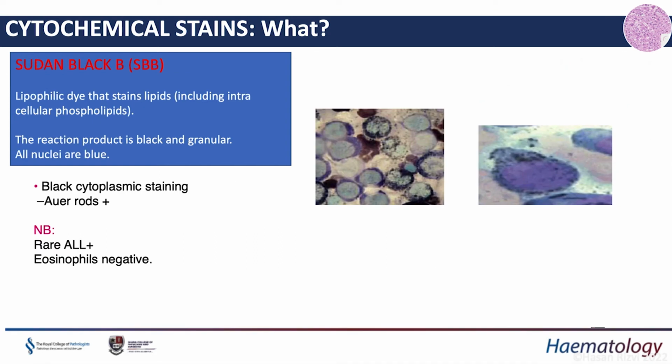And Sudan black is a lipophilic dye which sticks to lipids and intracellular phospholipids. The reaction pattern is black, again granular, and can stain Auer rods. Rarely lymphoblastic leukemias besides myeloid can be positive, so you have to be cautious about that pitfall.